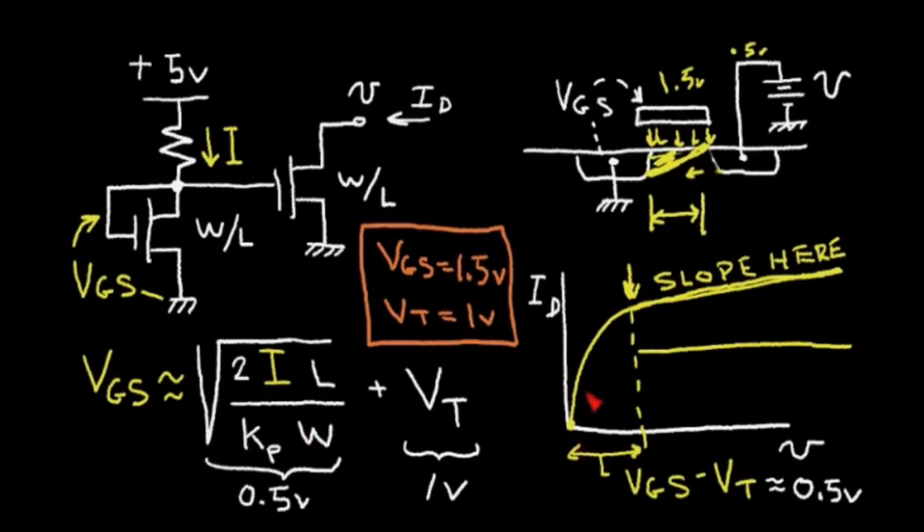And notice that this point, or key point where it starts to become a good current source, is equal to the gate source voltage minus the threshold, and in this case is about a half a volt. So this voltage at the output can go down to about a half a volt, and still this current source can be fairly good.